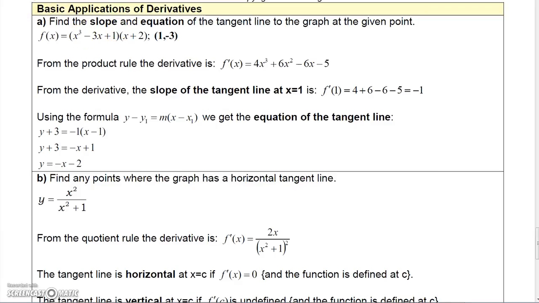Okay, I couldn't squeeze this on the other video, so I'm going to put it here. This is just a couple of applications that involve the quotient or product rule.